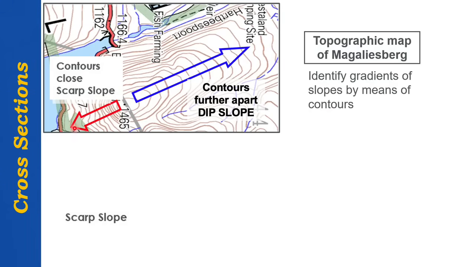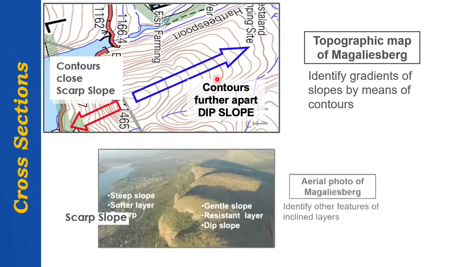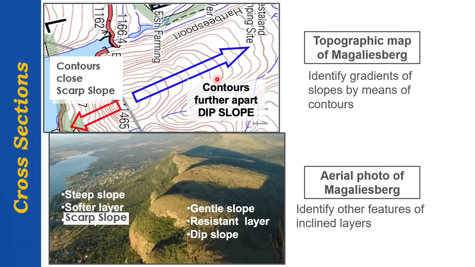So when you have a homoclinal ridge, your steeper slope is called the scarp slope. I identify it by seeing how close my contour lines are together. And on the other side, I have the dip slope, which I can identify by the contours being further apart. And this tells me that this is the dip slope, which is a more gentle slope. Right.